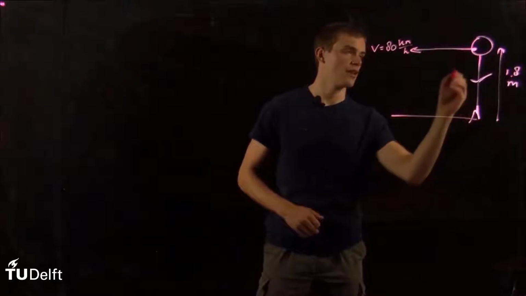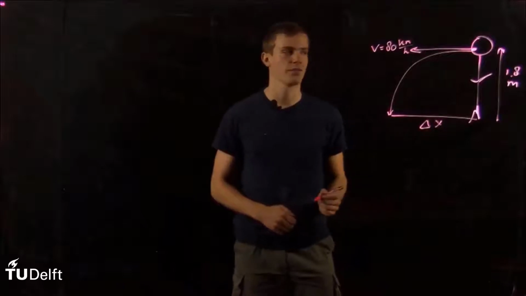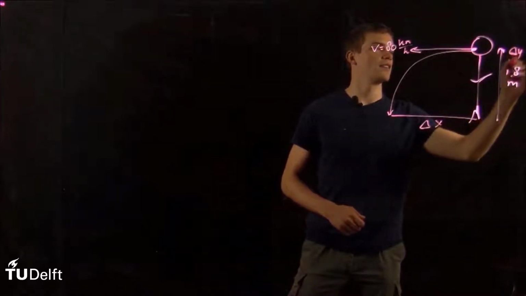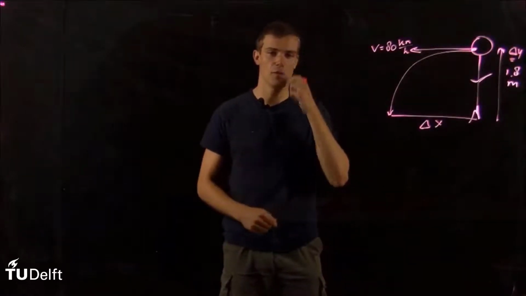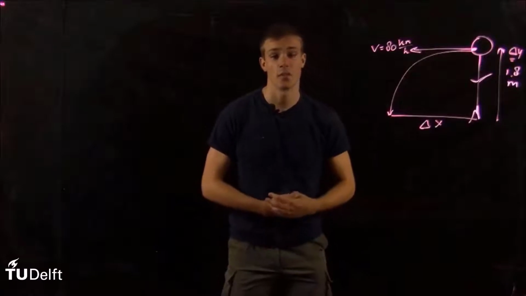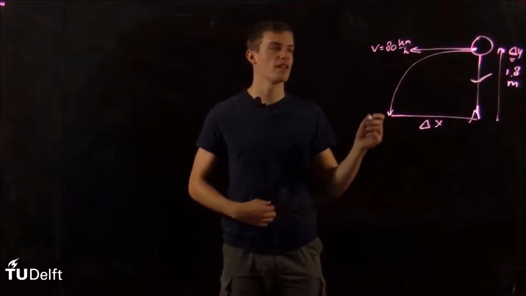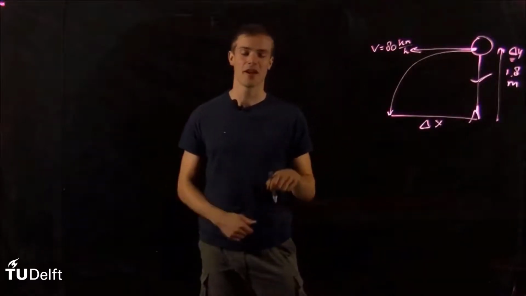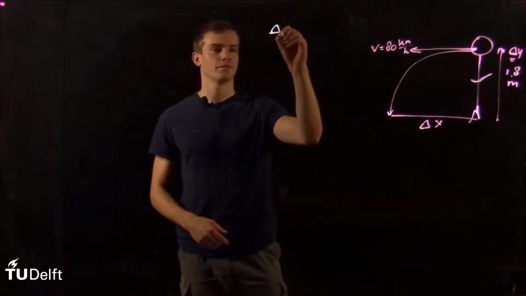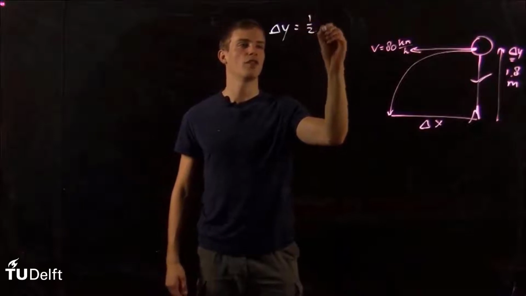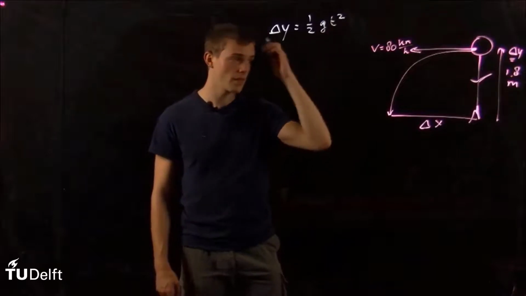So therefore, we want to know delta x. We call the height delta y. And because we neglect the drag force, because that's way too difficult to calculate by hand, the only force that is applied to the calf is the gravitational force. So therefore, delta y is equal to half g times t squared, where g is the gravitational acceleration.